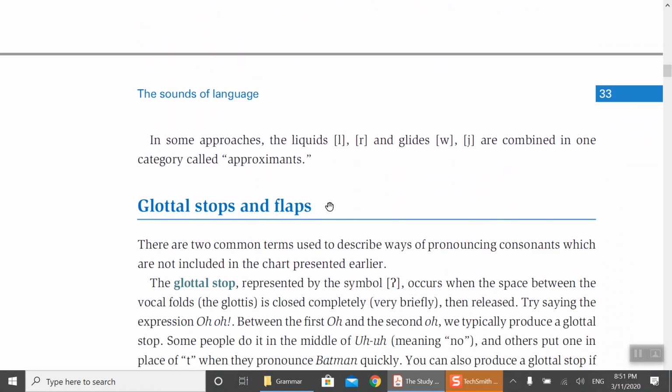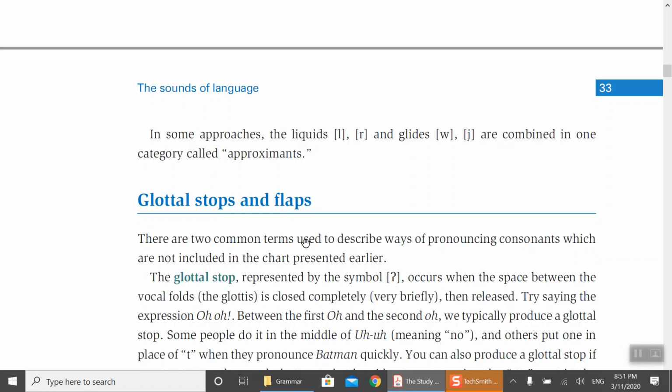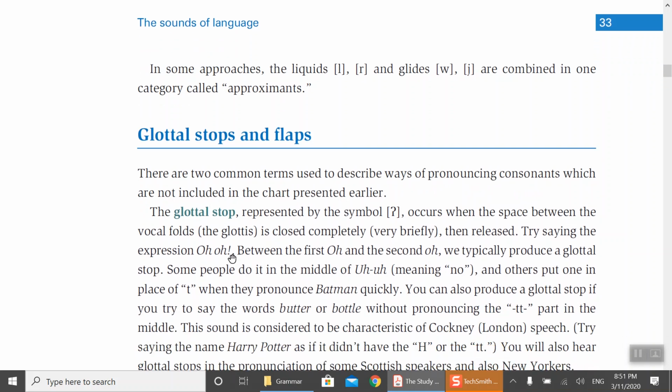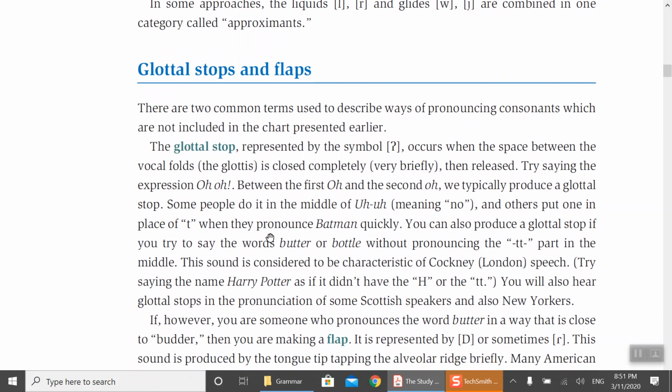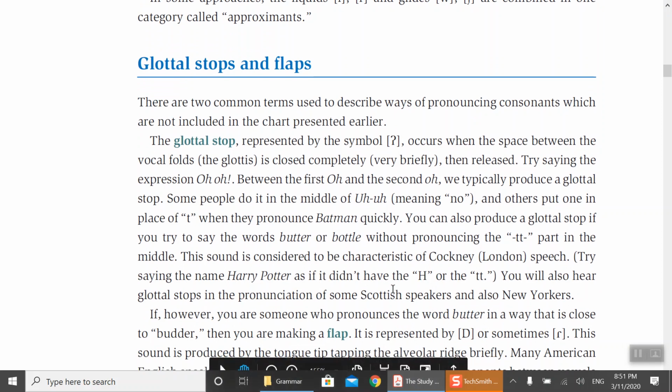Glottal stops and flaps. There are two common terms used to describe ways of pronouncing consonants which are not included in the chart presented: the glottal stop. Okay.